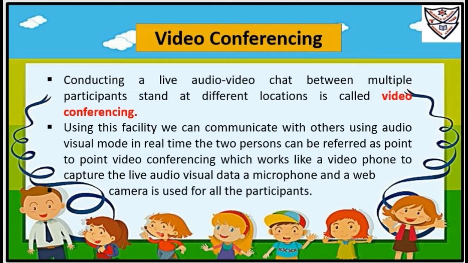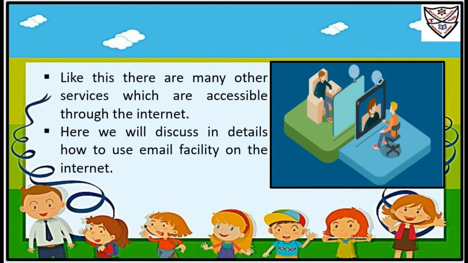Two persons can be referred to as point-to-point video conferencing, which works like a video phone. To capture the live audio-visual data, a microphone and a web camera are used by all the participants. Like this, there are many other services which are accessible through the internet. Here we discuss in detail how to use the email facility on the internet.